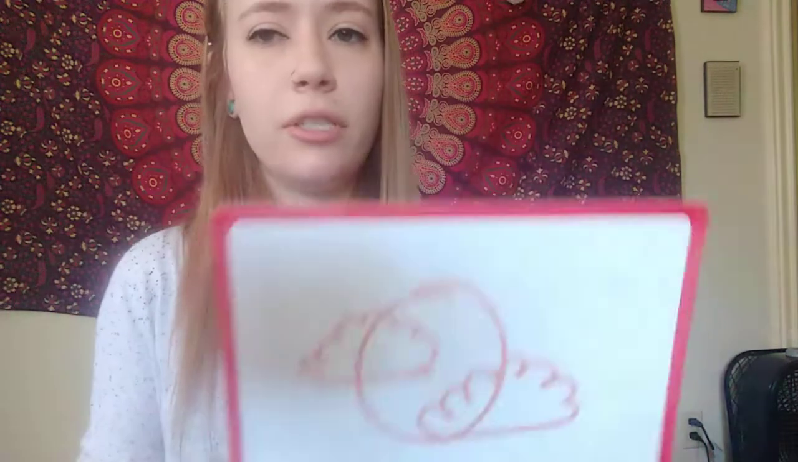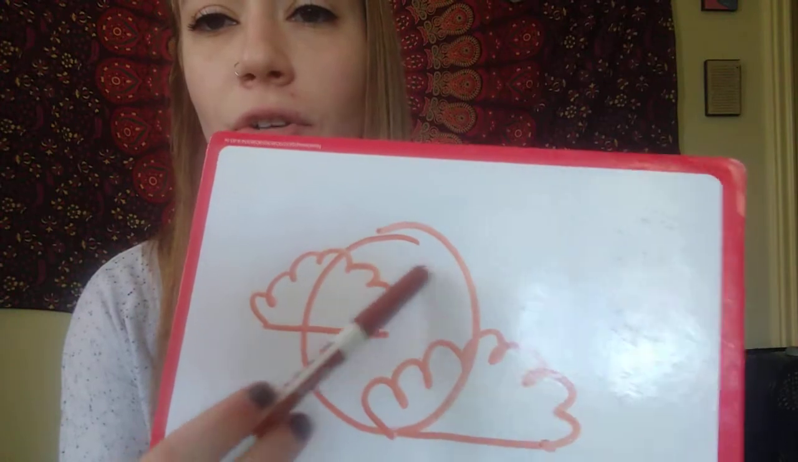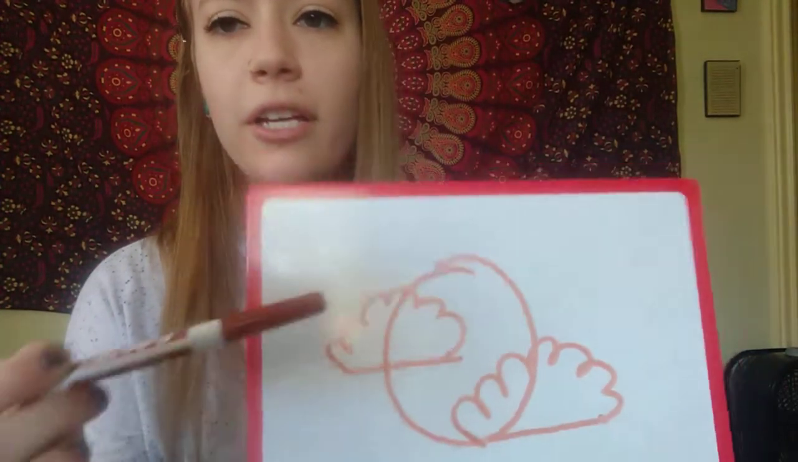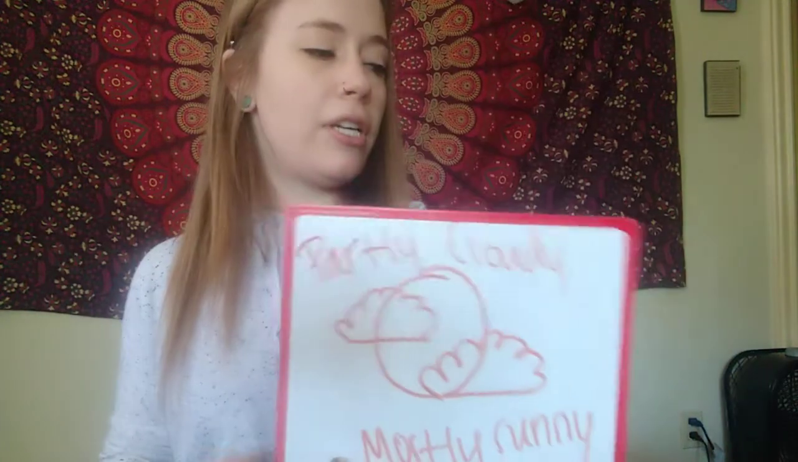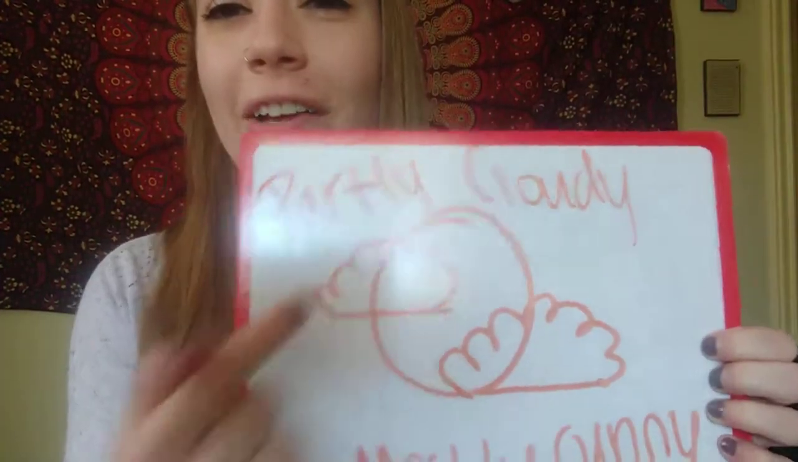Okay, so imagine this circle is yellow, so this is our yellow sun, and then we have 2 clouds. So they use this symbol for both partly cloudy and mostly sunny, which in my opinion are the same. So they use it for both partly cloudy and mostly sunny.